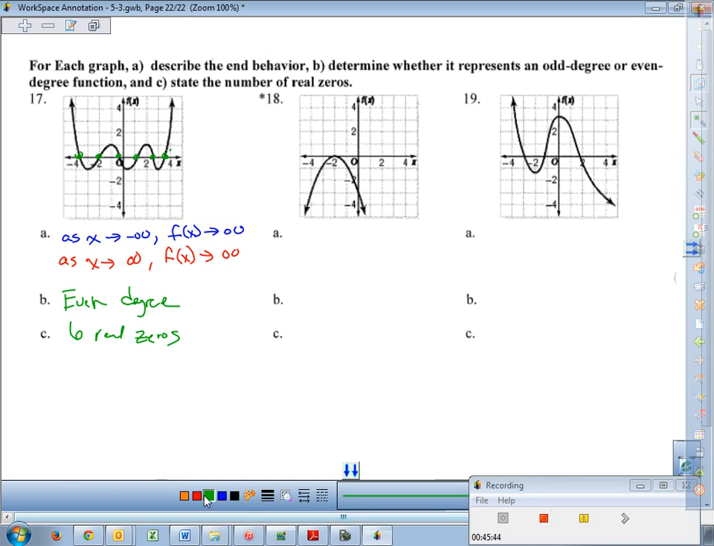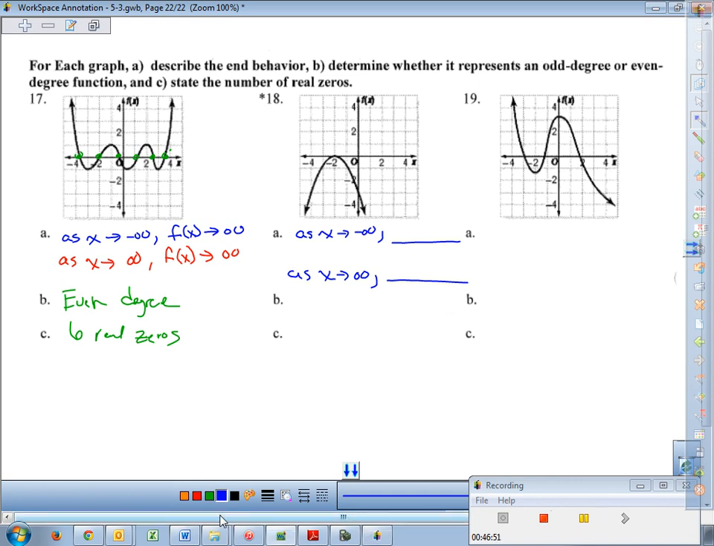Next one, let's describe the end behavior. It will always start as x approaches negative infinity, comma, we'll fill in that blank, and then the other one is as x approaches positive infinity, comma, fill in that blank. It'll always be the same generic setup. We just got to fill in those two blanks.